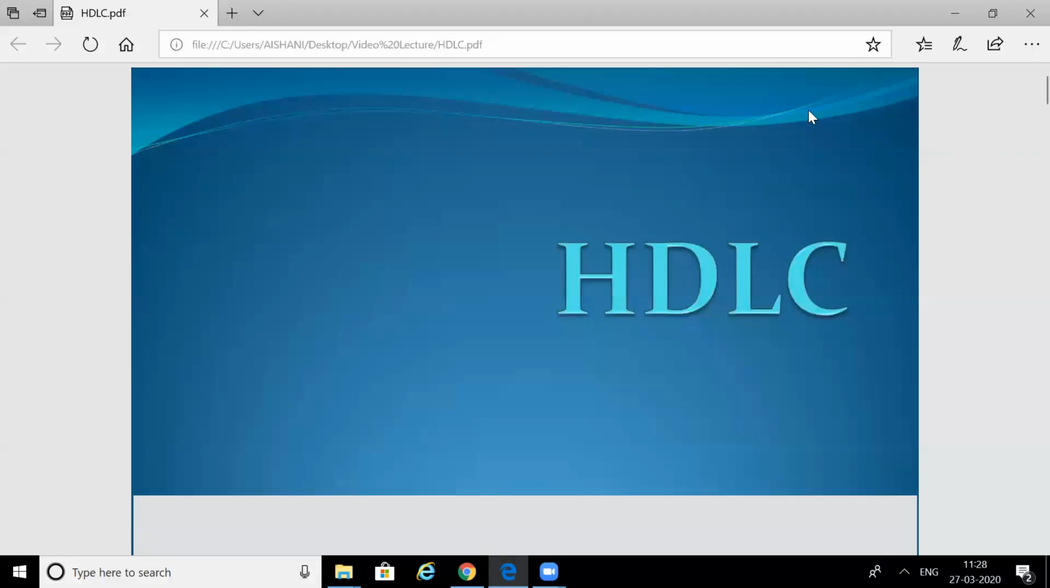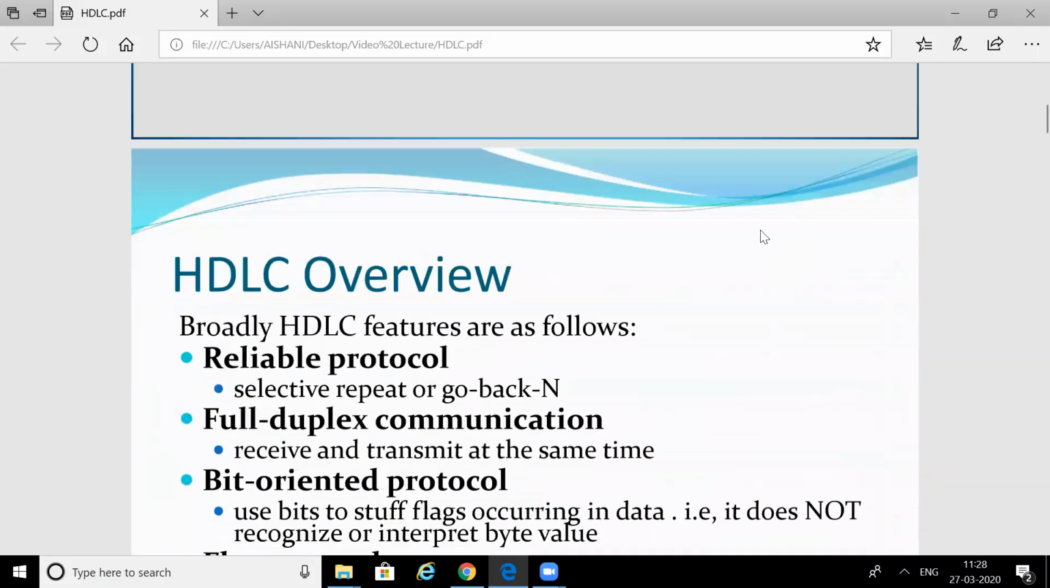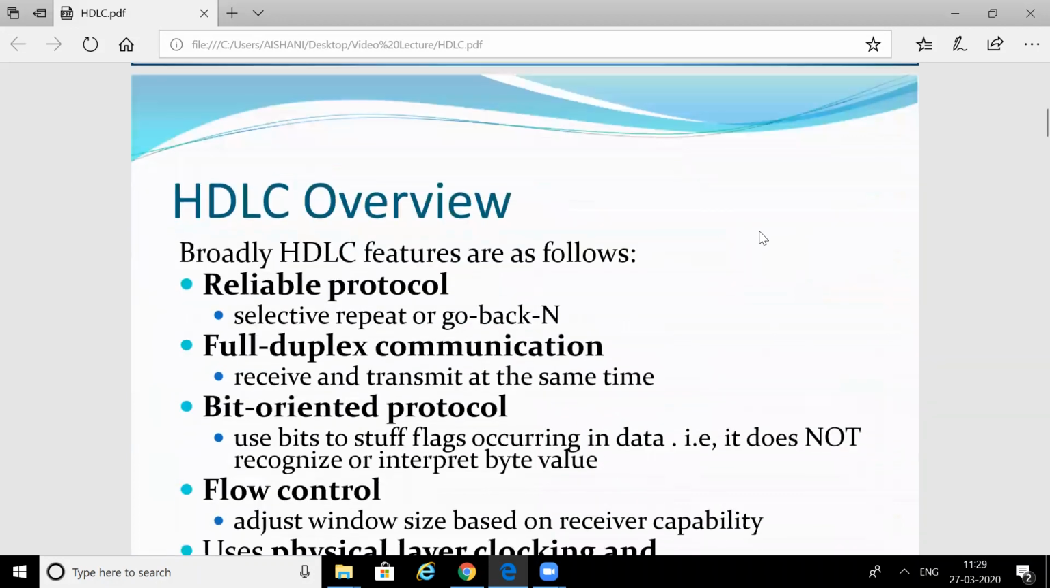Today we'll discuss HDLC, which is a data link layer protocol. The full form of HDLC is High-level Data Link Control. It is a bit oriented protocol. Earlier we discussed PPP, which is another data link layer protocol, and a byte oriented protocol.